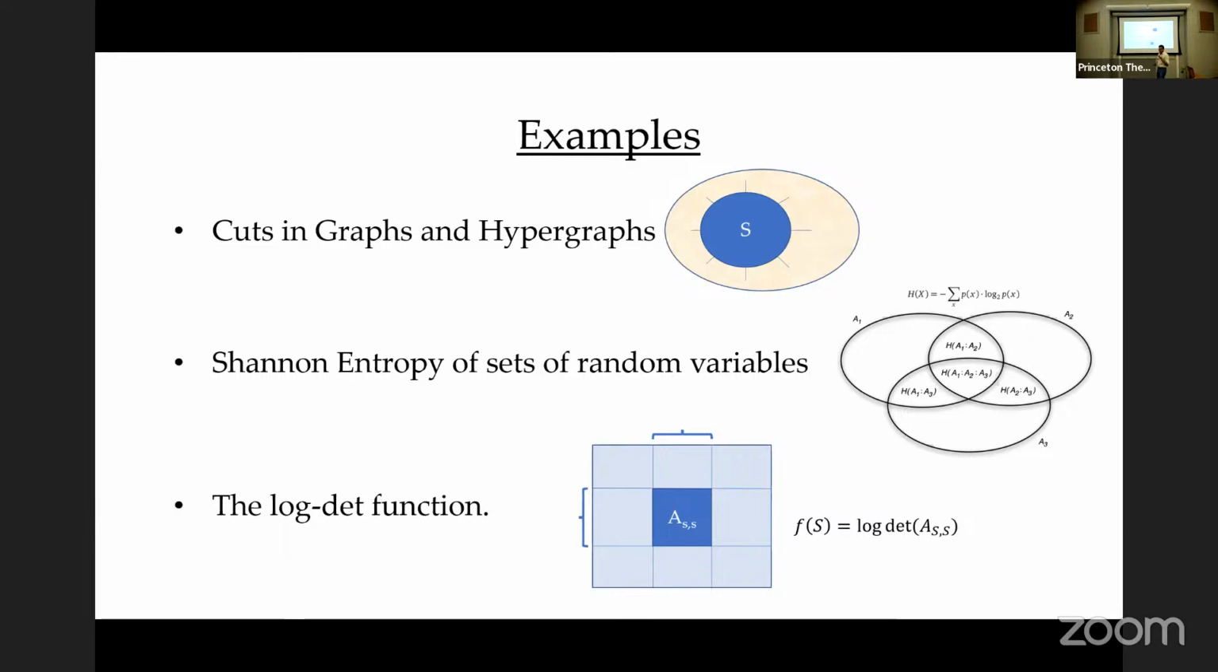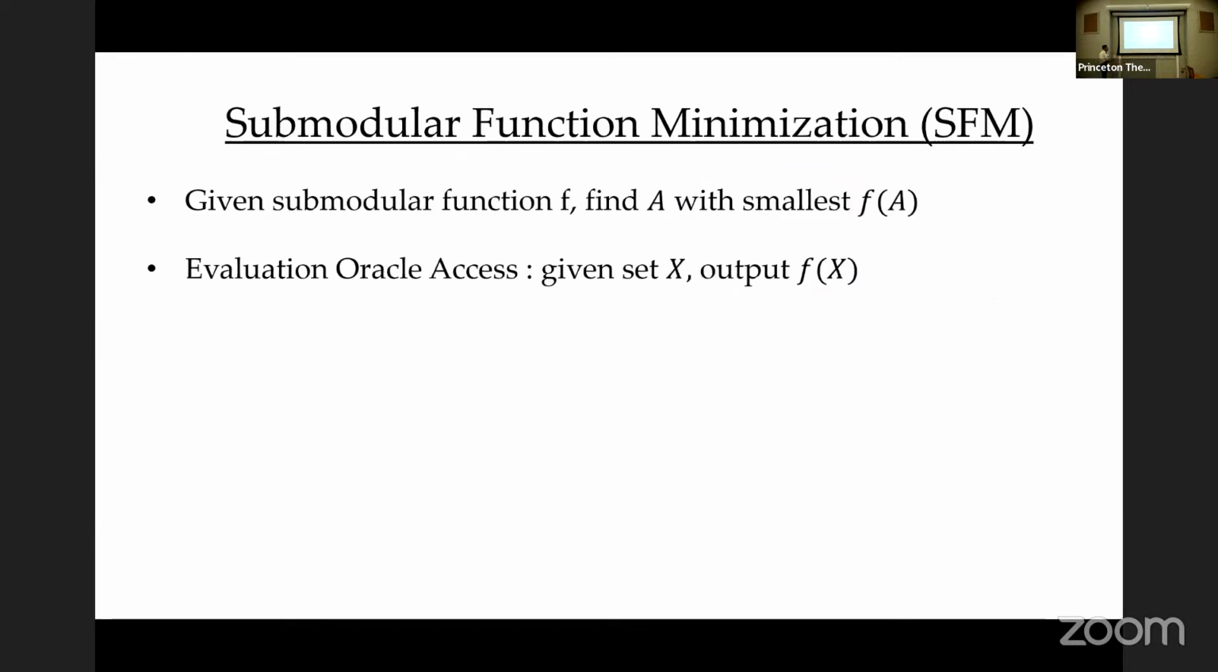And one paradigmatic problem is the following one. If I have just oracle access to the submodular function, I don't tell you anything more, just that the function is submodular, and all you can do is ask for a subset and get its value. What you want to find is the subset X with the minimum possible value. So that's just unconstrained submodular function minimization.